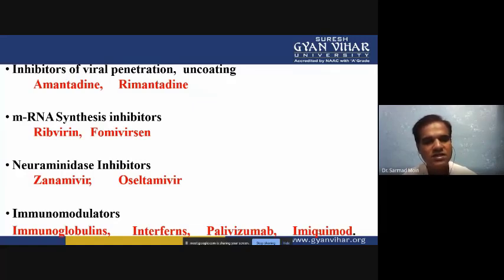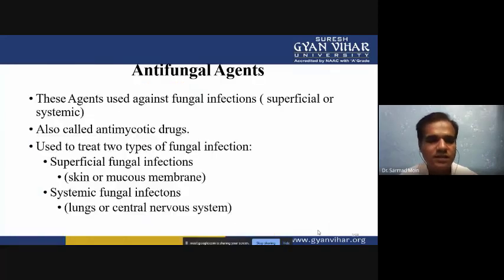Imiquimod is functioning as an immunomodulator. The next group of drugs is antifungal agents, and these agents have an effect on fungal infections of the superficial or systemic type. We also call them antimycotic drugs; antifungal drugs and antimycotic drugs are both the same.